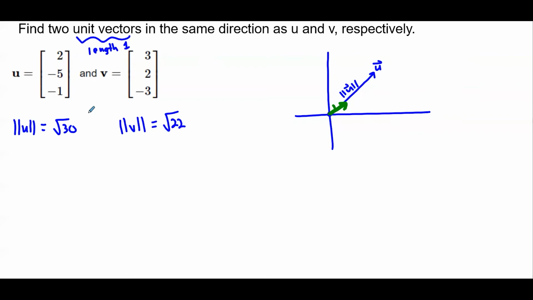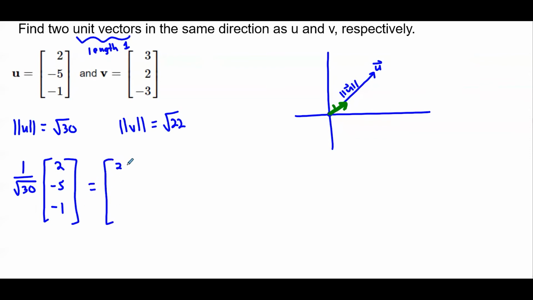So remember, when you multiply by a scalar, you are scaling the vector, right? So we just need to multiply u times 1 over the square root of 30. So that will divide each component by root 30. And that will shorten the vector down till it has length 1. So this is 2 over root 30, negative 5 over root 30, negative 1 over root 30. We're going to be really interested in unit vectors later on. So this is why we're learning this now.